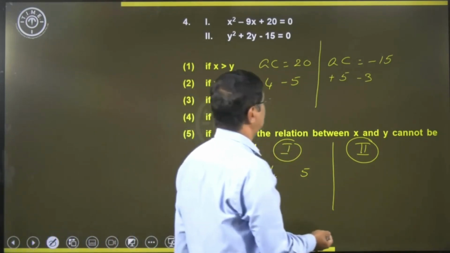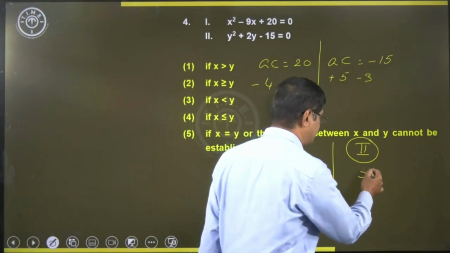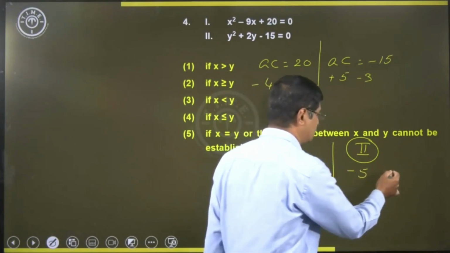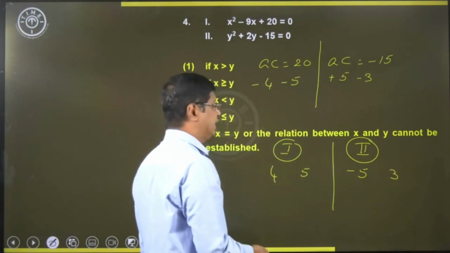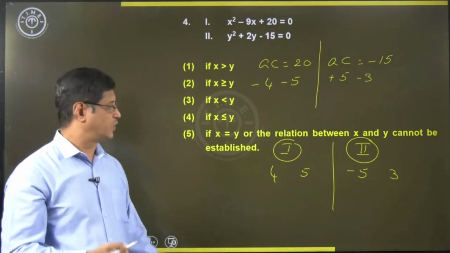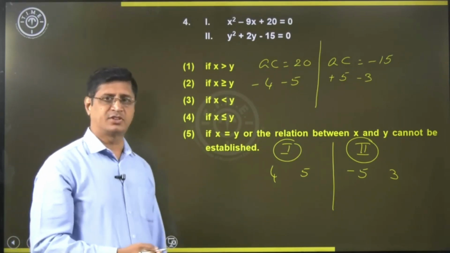Now what about the roots of the quadratic equation? Means same numbers with the opposite sign. Opposite sign means minus 5 and plus 3 by coefficient of y square. The coefficient of y square is 1. So what are the roots? Minus 5 and plus 3.